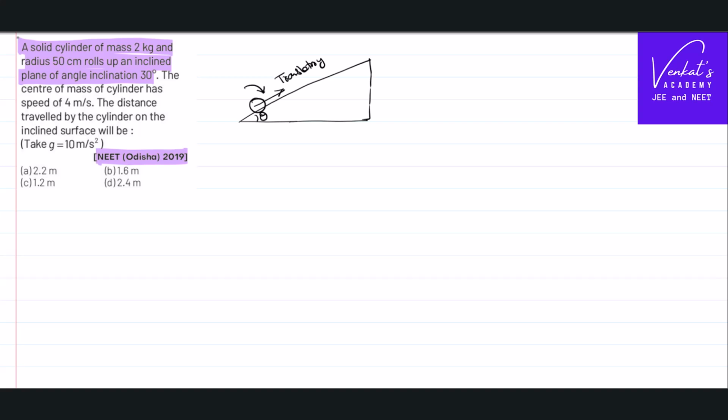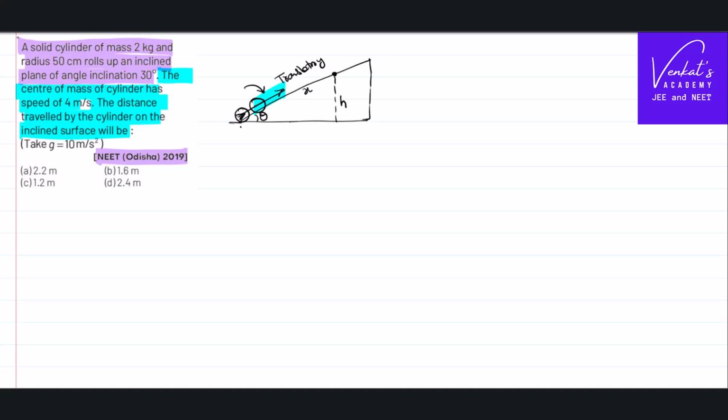Now let us continue. The speed of the center of mass of the cylinder is given for you. The distance traveled by the cylinder on the inclined surface will be how much? So he is asking us to find out how much distance it will travel on the inclined plane. Say somewhere it has stopped here at a distance x. This is the height to which it will go.